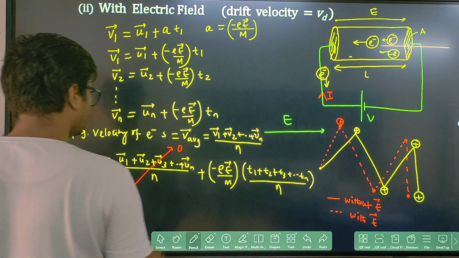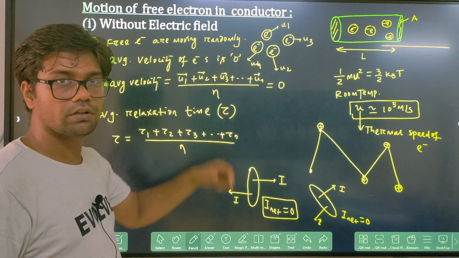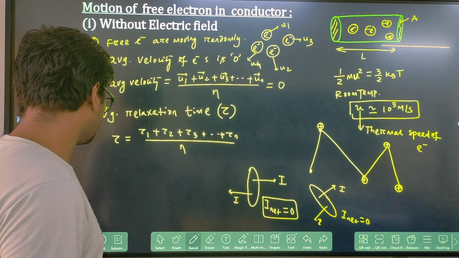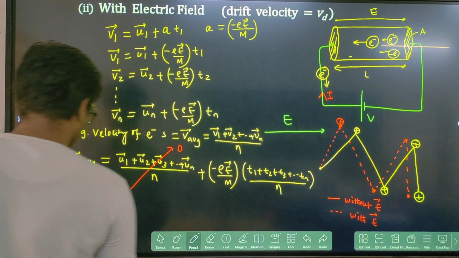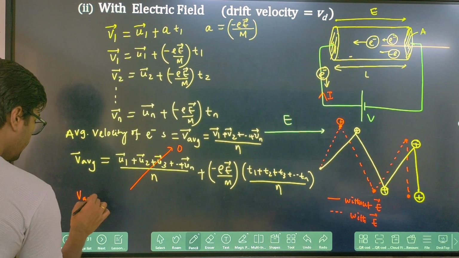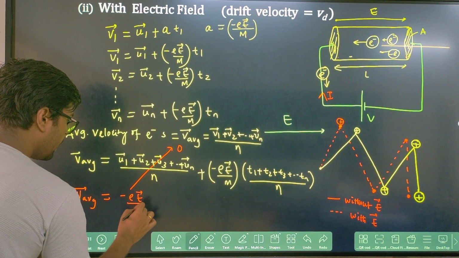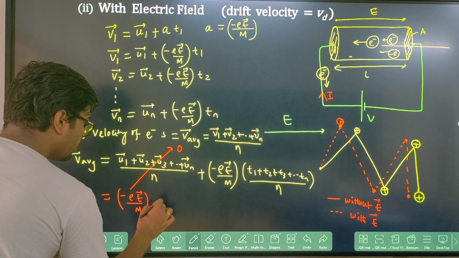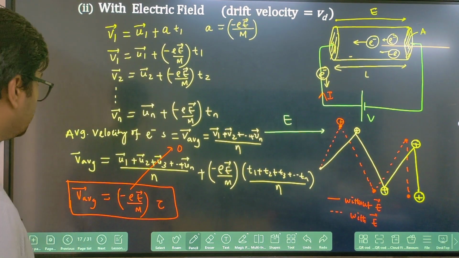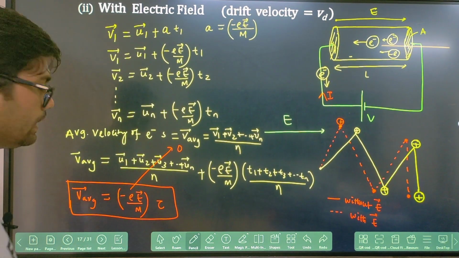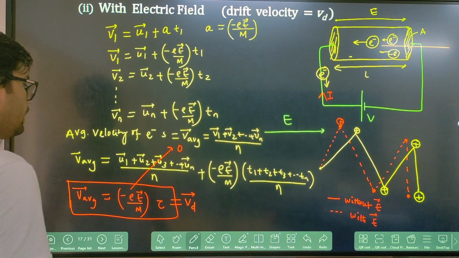This thing we have seen without electric field. Here, if you see, the average velocity is 0 because all are moving in random directions. And this term, you know, the average time will be your relaxation time. So here I can write V average is equal to minus E divided by m into tau. This is your average relaxation time. This V average is also called your drift velocity.